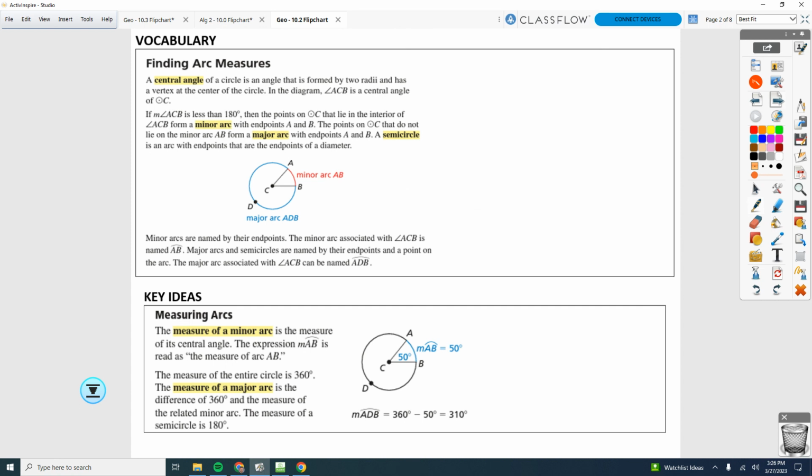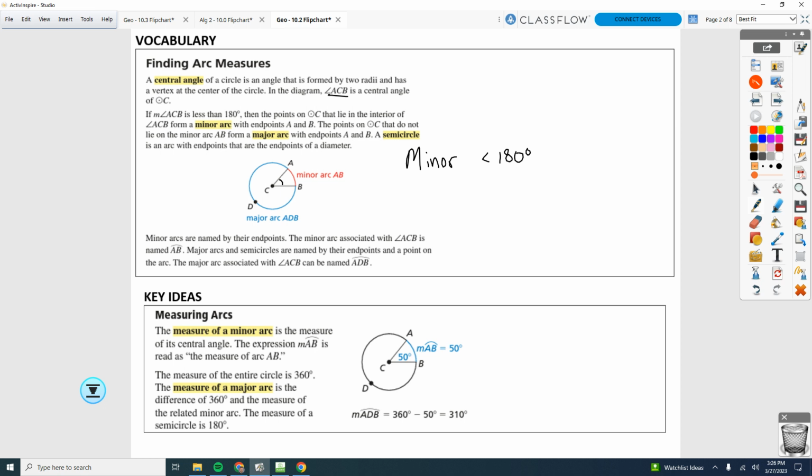We name that using the angle. So we can use ACB to represent this angle right here. If the measure of ACB is less than 180 degrees, then the points on the circle lie on the interior and they form a minor arc. This little red arc right here is a minor arc. Just a couple quick things: a minor arc is less than 180 degrees.